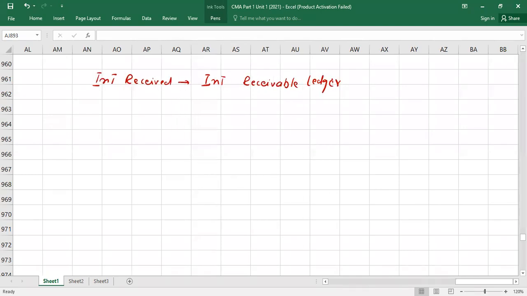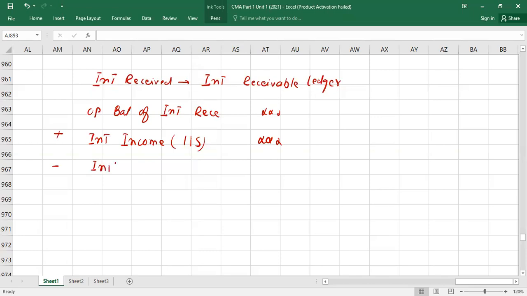ledger, written in statement form. It's an asset account, right? So you have to write what? Opening balance of interest receivable, plus what? Interest income, which you have recorded in the income statement, minus what? Interest received during the period is equal to closing balance of interest receivable.